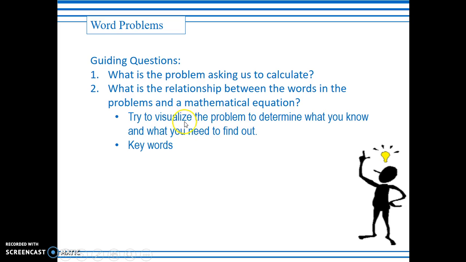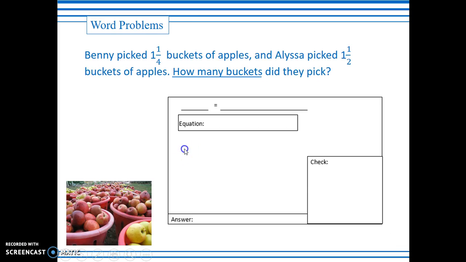It always helps to try to visualize the problem to determine what you know and what you need to find out. And there are often key words to help you know if you're adding or subtracting. So let's look at an example. Here it says Benny picked 1 1/4 buckets of apples, and Elisa picked 1 1/2 buckets of apples. How many buckets did they pick? Well, how many buckets are your key words? So it looks like we're looking for a total.